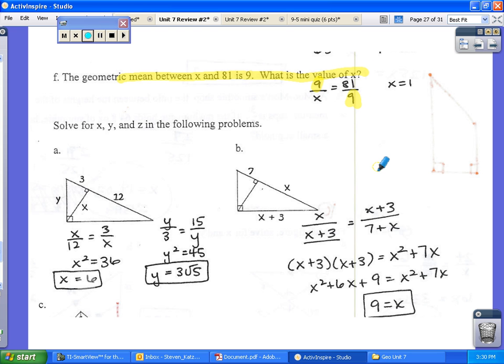So that's why we know that 9 gets written twice. And then between the two numbers, x and 81, you cross multiply, you get 81x equals 81. And that's how you know x equals 1.